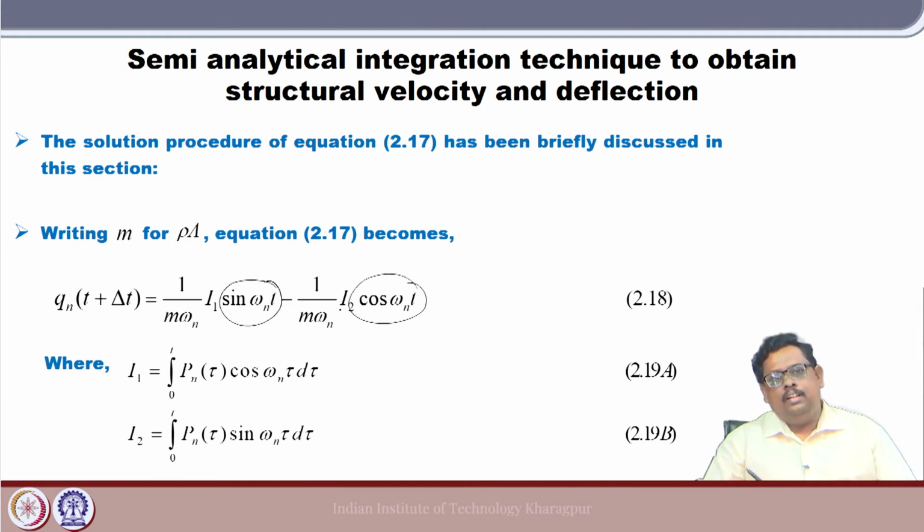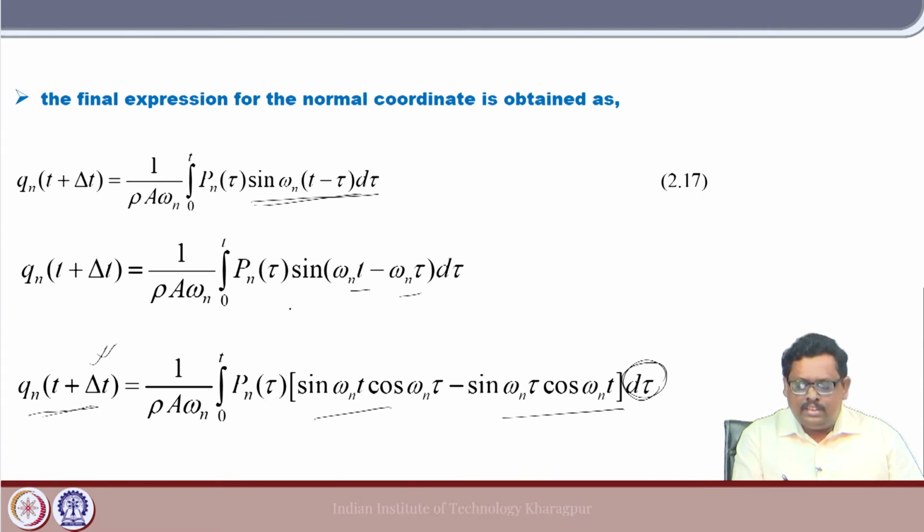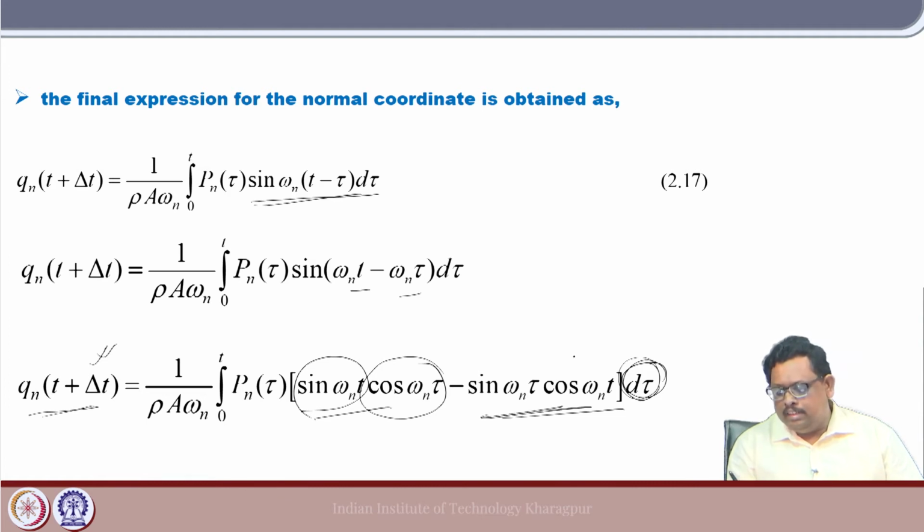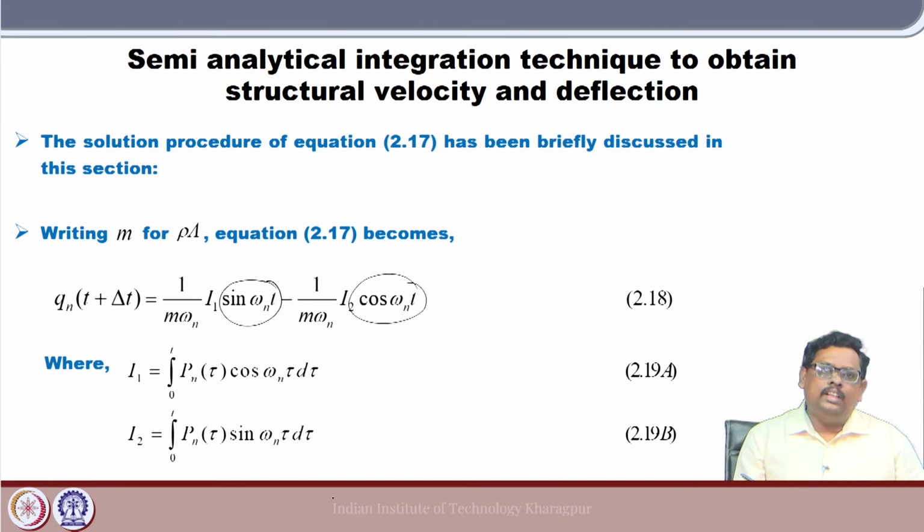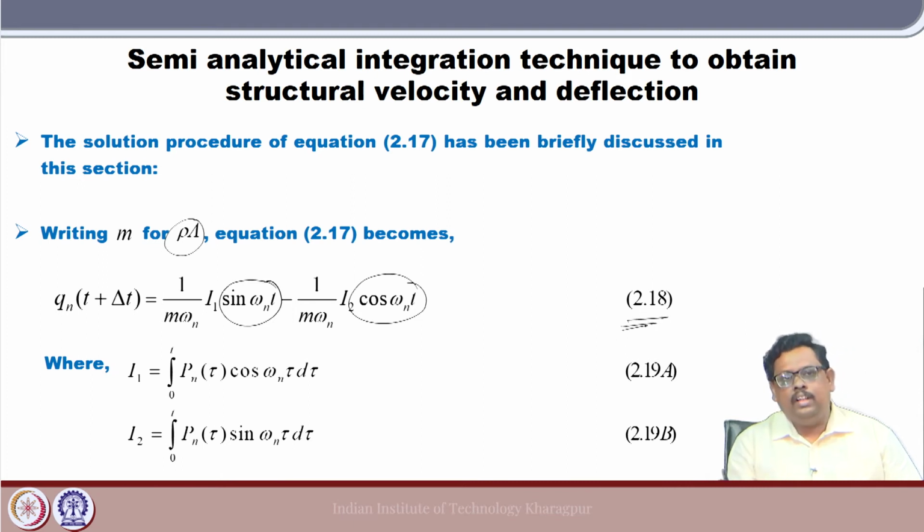It is not that difficult to find, because you just write sin(a minus b) as sin a cos b minus sin b cos a. The cos omega_n tau term is involved in the integration, but sin omega_n t is independent of tau, and similarly in the other expression, this term is outside the integration. Also, if you write rho A equal to m, then in equation 2.18, q_n(t plus delta t) can be written in terms of two integrals, one multiplied by sin omega_n t and the other multiplied by cos omega_n t.